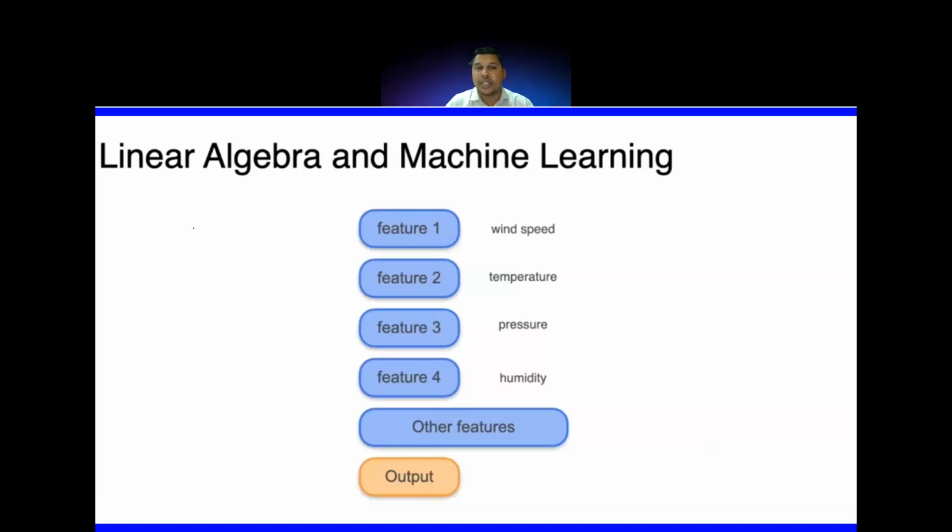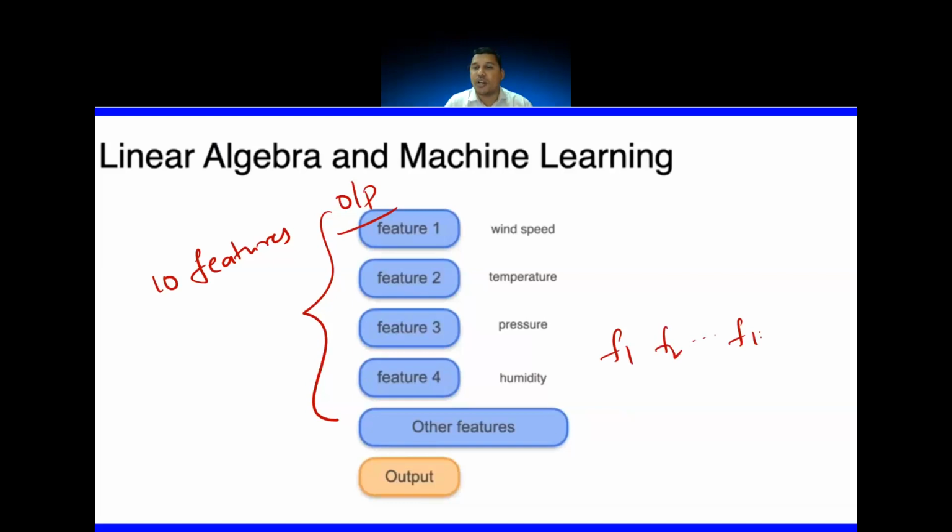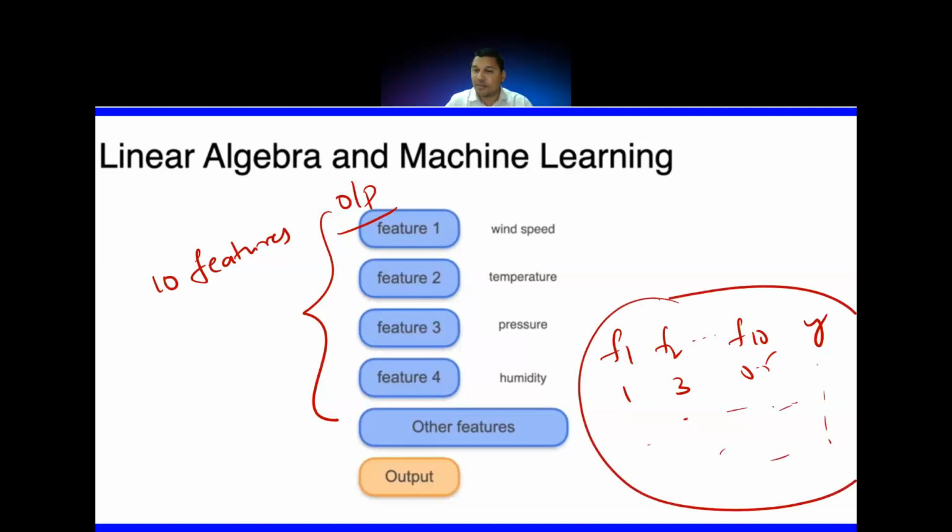What we do, given, suppose, we have 10 features. 10 features are given, the data is given and the output is given to us. So f1, f2, and so on up to f10 are there and the output is there, right? So you have data with you, 1, 3.5, some data you have with you. You form a machine learning model with this.